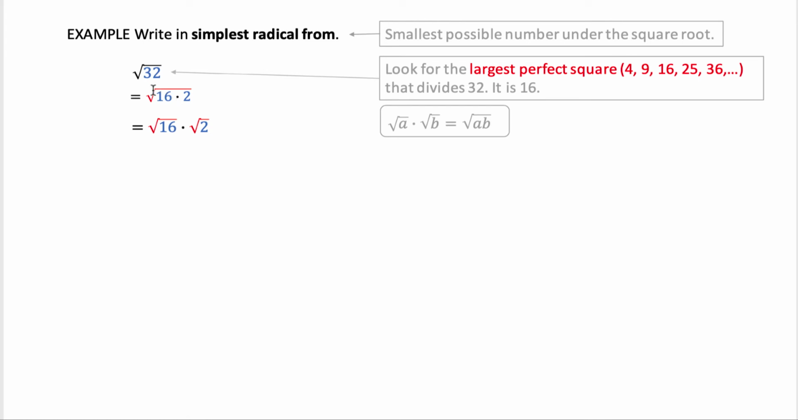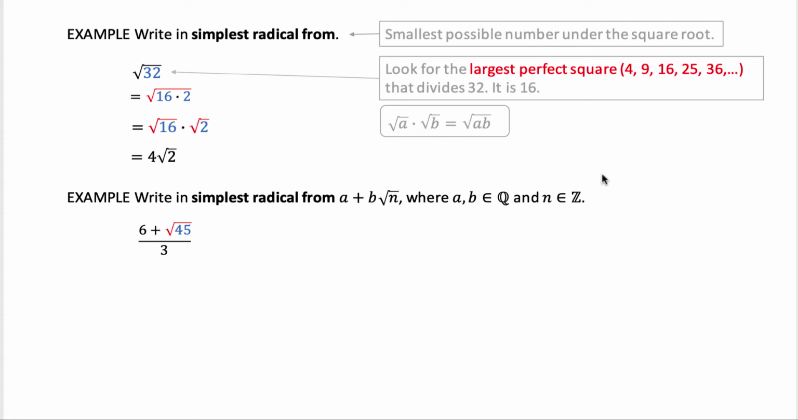Now the largest perfect square that divided 32 is under its own square root. So we can take the square root of that, and the square root of 16 is 4. The square root of 2 is not an integer, so that just remains as it is. And the answer is 4 square root of 2. So the square root of 32 is the same thing as 4 times the square root of 2, and that's the simplest radical form.